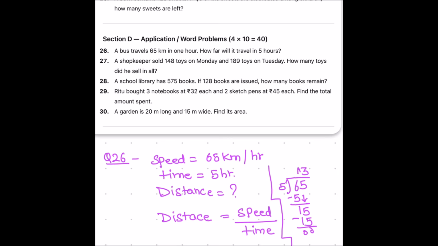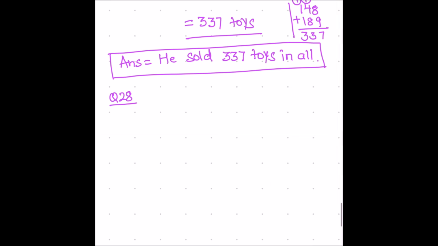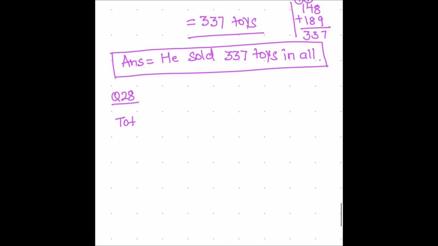Question 28 is, a school library has 575 books. If 128 books are issued, how many books remain? So the school library has total 575 books. Out of 575 books, 128 books are issued. Now how many books remain? So we need to find out how many books are still there in the library. First we'll write total books in the library is 575.